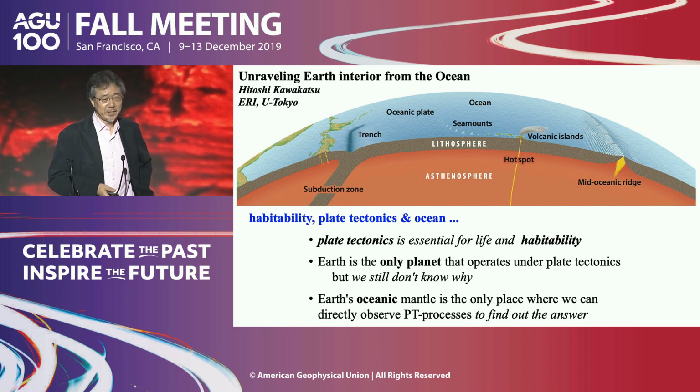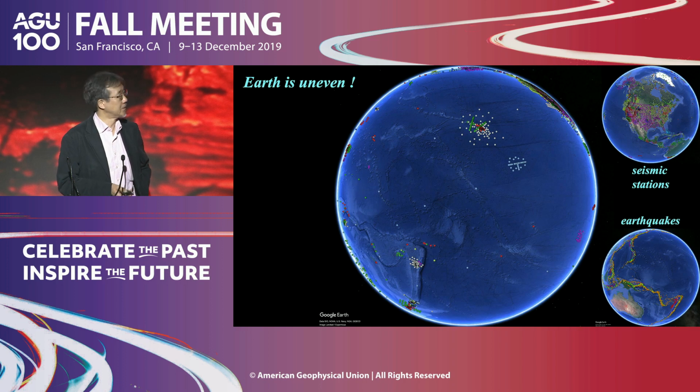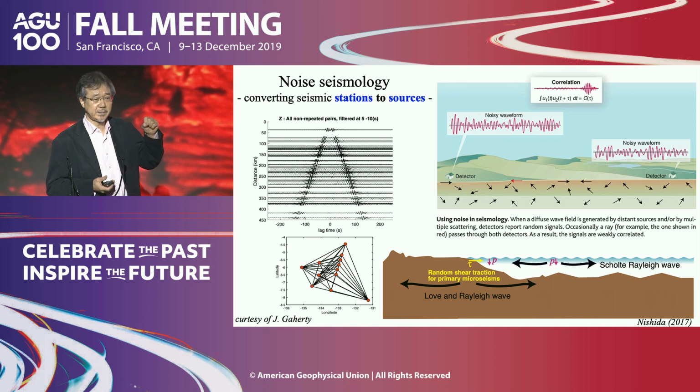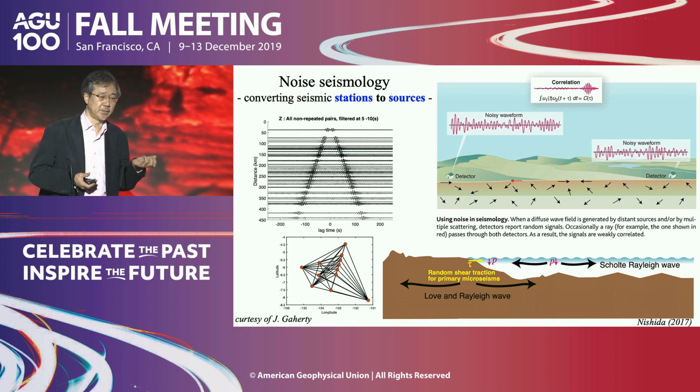So seismology can offer you the best tool to study this, but Earth is uneven. Not only the distribution of seismic stations, but also seismic sources, which means earthquakes. So what can we do? Seismologists have realized the ocean waves can be seismic sources. By observing the noise wave field at two stations, we can extract a traveling wave excited at one station and observed at the other station. That means we have a way to convert seismic stations to the source.